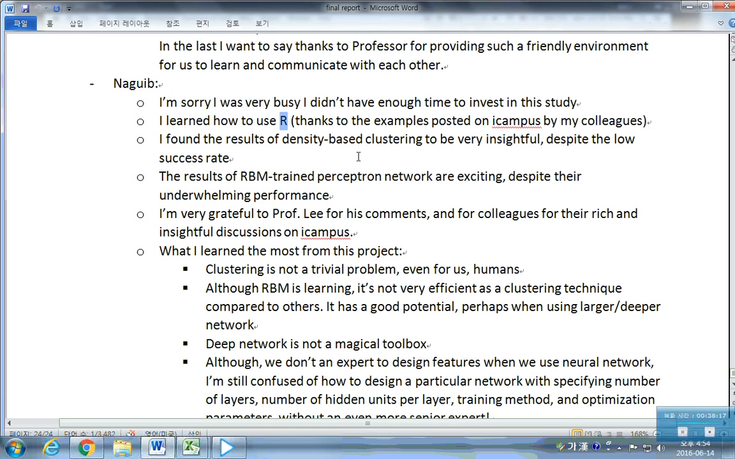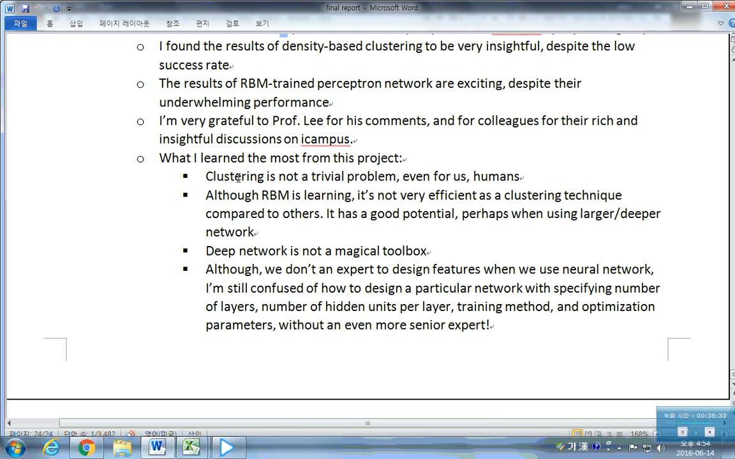I found the results of density-based clustering to be very insightful, despite the low success rate. The results of RBM training perceptrons are exciting, despite their underwhelming performance, as I said. I'm very grateful to Professor Lee and to the comments and discussions we had on iCampus. And most importantly, what I learned very quickly is clustering is not a trivial problem. Even for us as humans, when we look at something, we can have some trouble finding it.